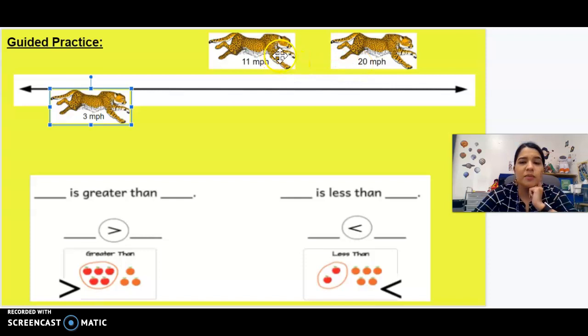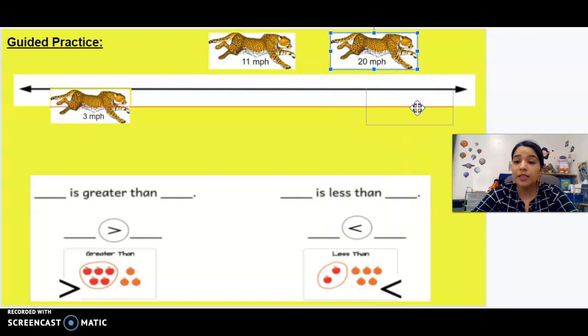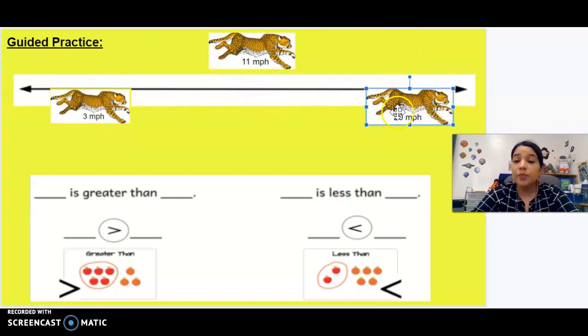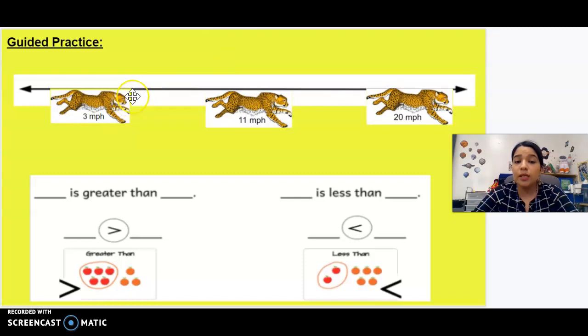Which one's the biggest number? Ding! 20. 20 is our biggest number, right? Yes, it's our biggest number, so I'm going to put it all the way to the right. So we have 3 to the left and 20 to the right. So 11 must go in the middle. So it goes right here in between them.